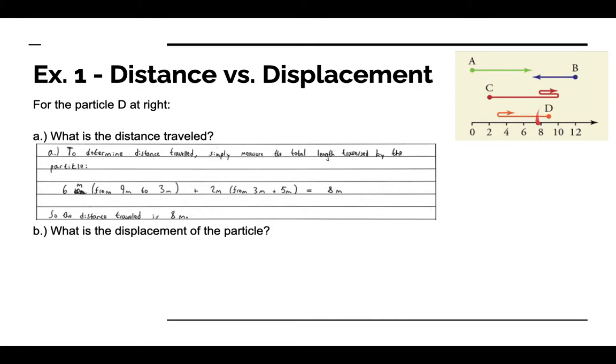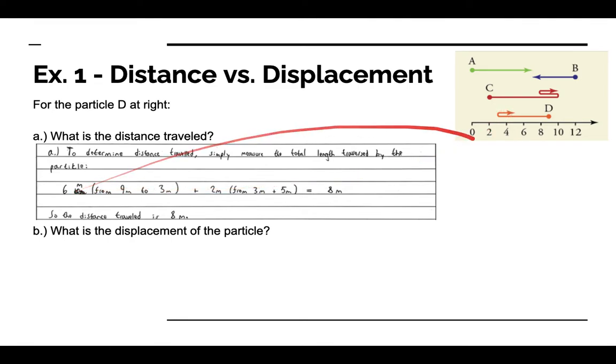So if we look at d, d goes from a position of 9 to a position of 3. So d has traveled 6, and we'll call it 6 meters here, even though there aren't specific units. So we'll call it 6 meters that d has traveled here, and then d turns around and travels from 3 to 5, indicating that our particle d has traveled an additional, or excuse me, from 3 to 5 would be 2 meters.